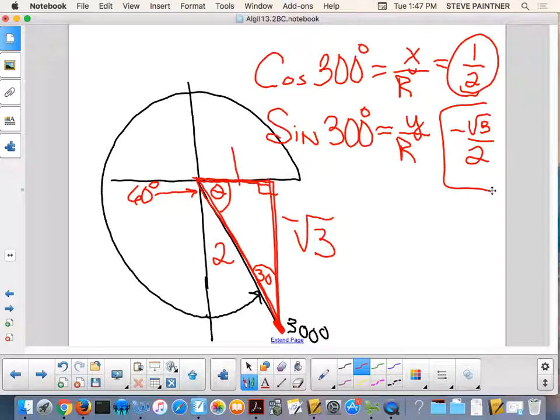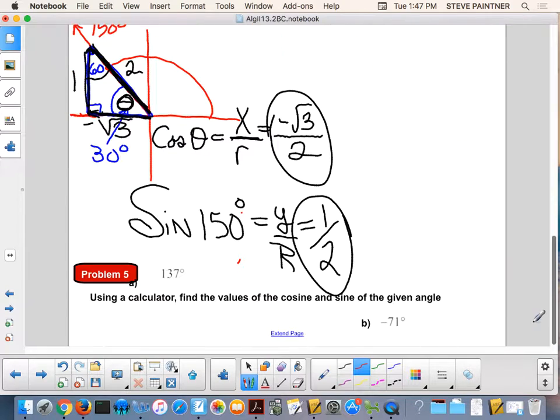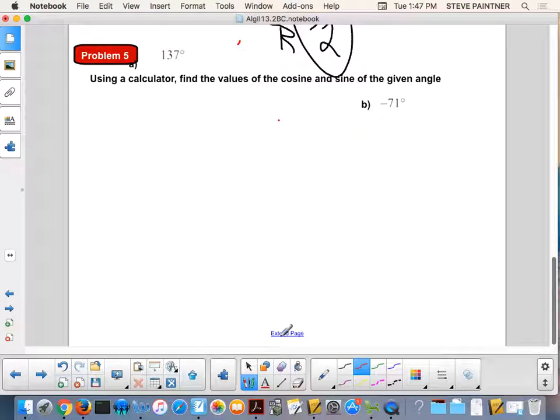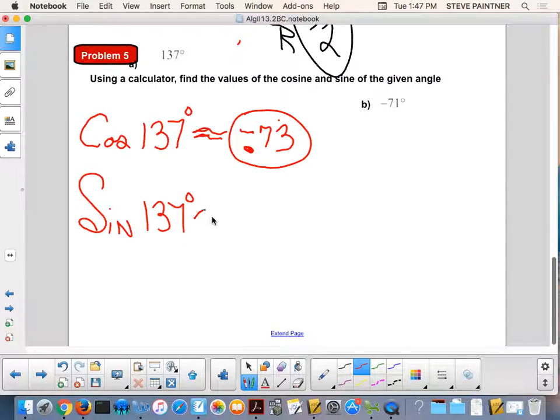What's the next problem say? Cosine of 137. Punch it in. See what you get. A messy number? Cosine of 137 doesn't give you a ratio, it gives you a decimal. Negative 0.73. Just a hundredth is good. What is sine of 137? You guys should be doing this. 0.68, okay?